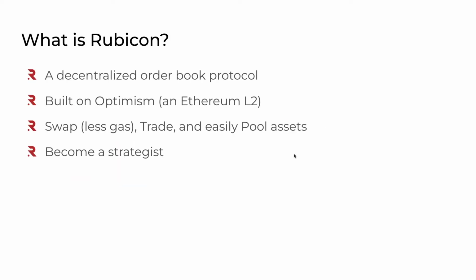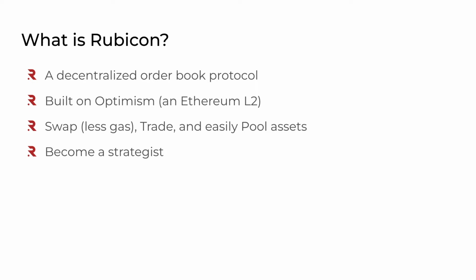So, what is the Rubicon protocol? At its most basic level, it's an exchange. However, it's not just an ordinary exchange. It's a decentralized order book protocol. An order book protocol means it keeps a list of orders and it will match sell orders with buy orders to find the best price for both parties.